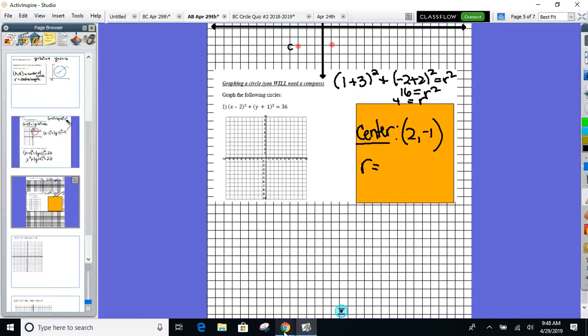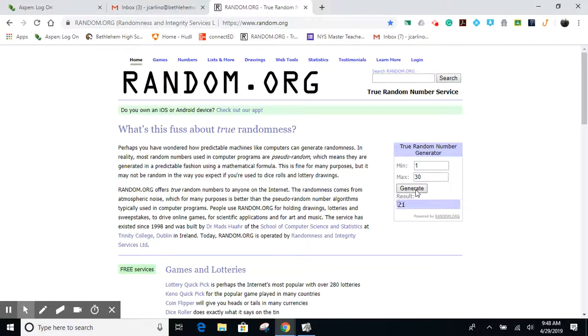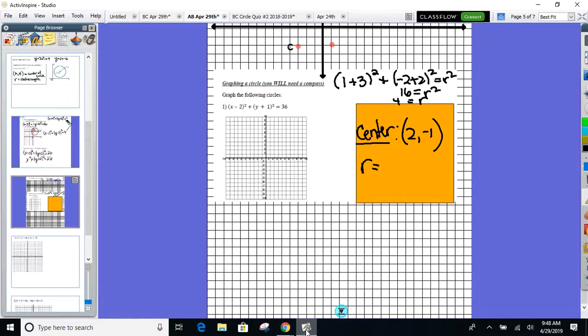Watch your mouth for this next one. What's my radius length? 6. Nice. Not 36. 36 is the radius squared. So you got to take the square root of it.